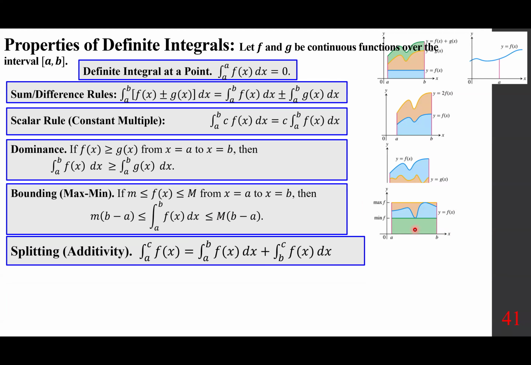And so splitting additivity says if you want to evaluate the integral of f of x from a to c, you can do it from a to b and then from b to c. Notice a to c here. So in between you can have any number. That's the idea.